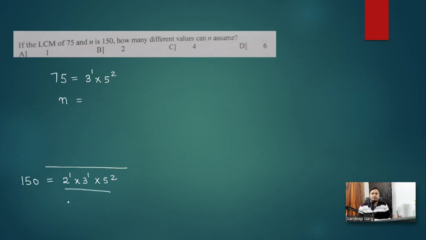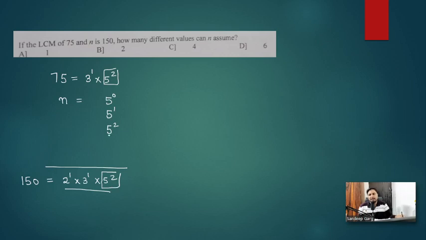So what we can do now, we know that while taking LCM, we take the maximum power from each. So let's see 5 raised to power 2. Here 5 raised to power 2 is given, and in the LCM also 5 raised to power 2 is given. So we can say that n can take any value which is a power of 5 up to 2. Means if we take 5 raised to power 0 or 5 raised to power 1 or 5 raised to power 2, LCM doesn't change.